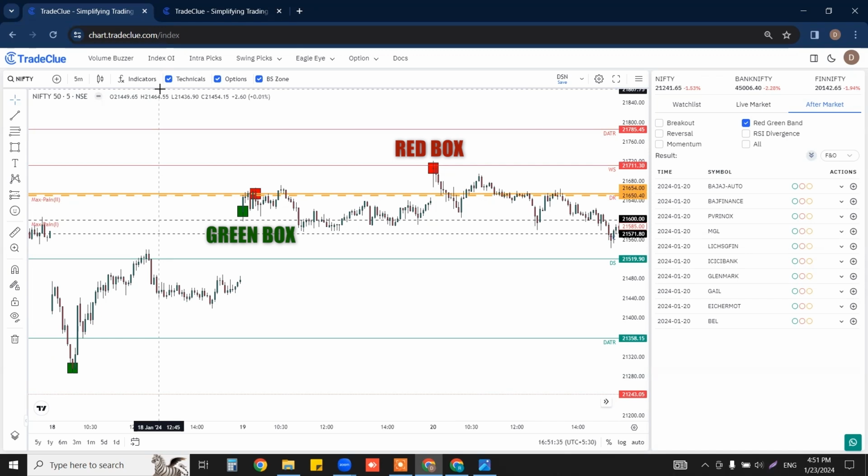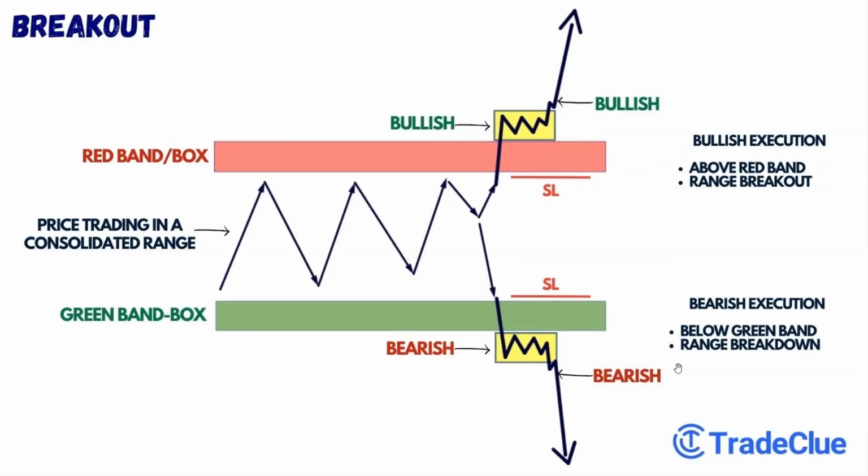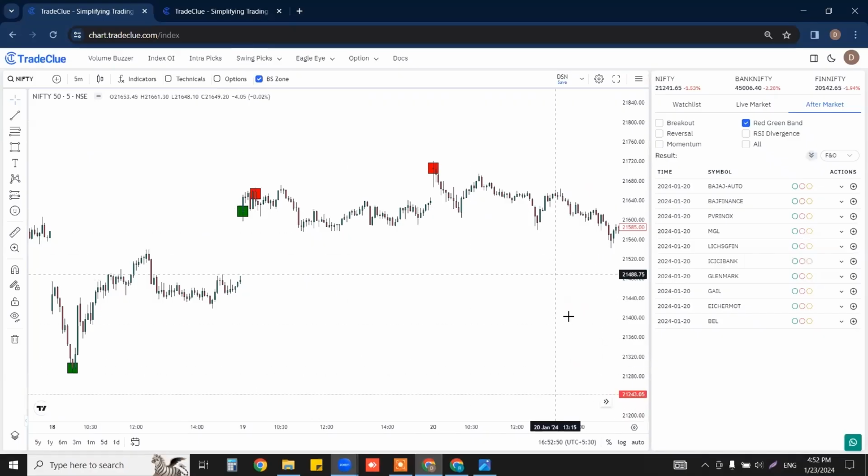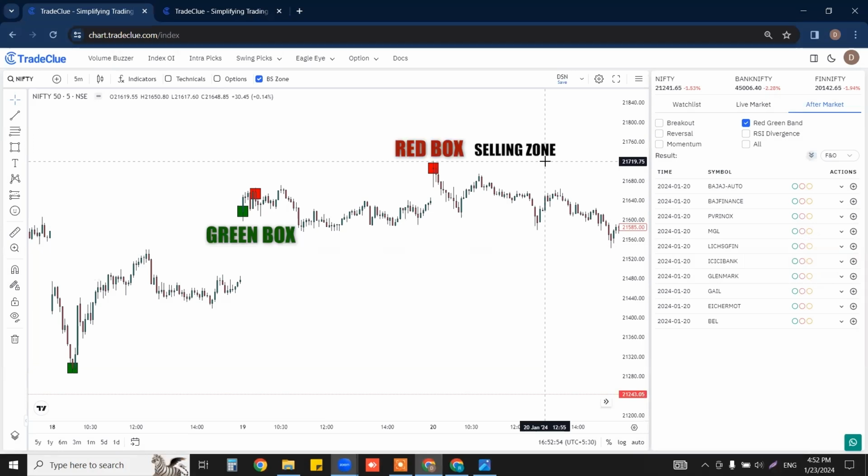Now let us understand the first main concept for your trade execution on index, your red and green boxes. The execution pattern to be followed for the red and green box, red and green band concept, is as per this strategy. Now let us understand on TradeClue charts how to follow this strategy. It is a simple understanding of the demand and supply zone which is available to you on your TradeClue charts. The red box stands for your selling zone, the green box stands for your buying zone.